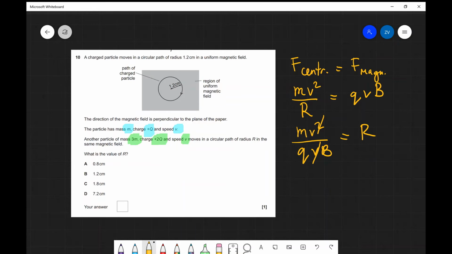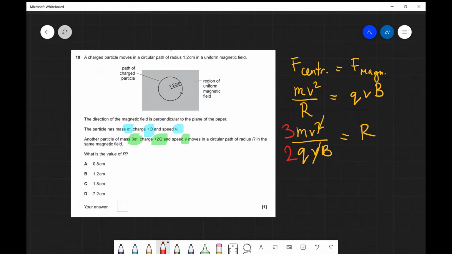Well, the particle in this case has a mass which is 3 times bigger, so that's times 3. It has twice the charge, and it has the same velocity. So if that's the case, the value of r is going to increase by that factor, which is 3 over 2.